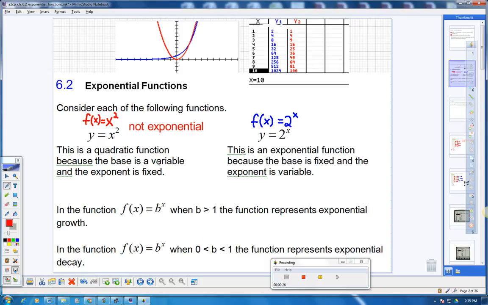In this example right here, and this is in your notes, I wanted to make it apparent to you that f of x equals x squared is not an exponential function, right? That is a quadratic. You should know that as a quadratic. It's not exponential. So I didn't have you write that in your notes, but definitely need to recognize that it's not exponential. The blue function, however, is 2 raised to the x power.